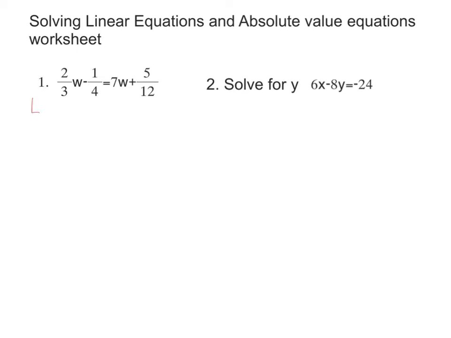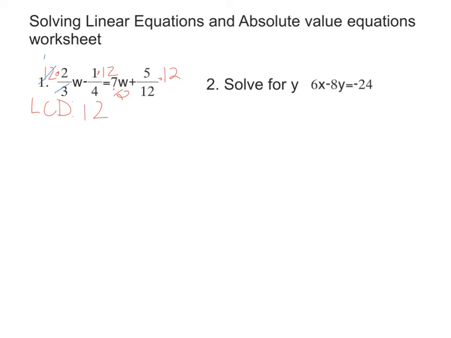I'm going to find my least common denominator, which would be 12. I'm going to multiply every term by that 12. So I multiply by 12 the 2/3, multiply by 12 the 1/4. Make sure to multiply by 12 the 7W, and multiply by 12 the 5/12. So we use some cross canceling.